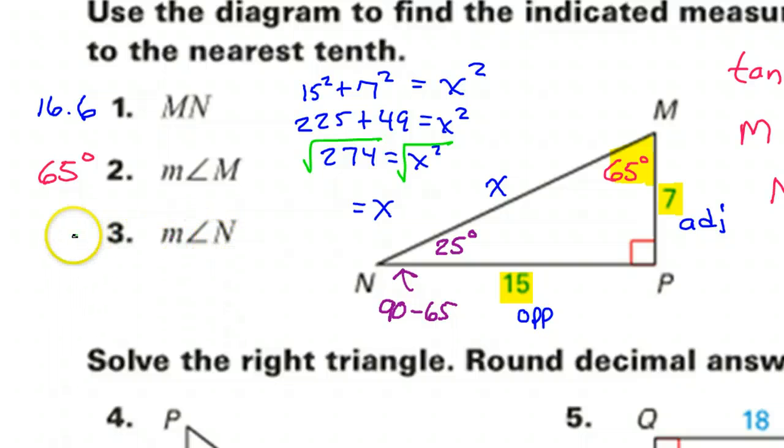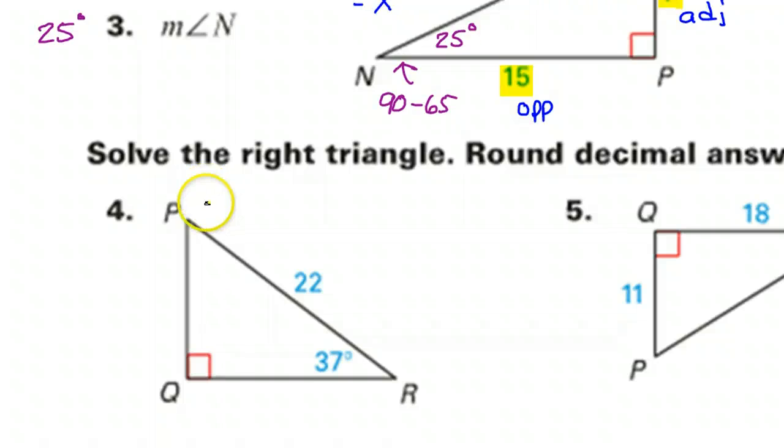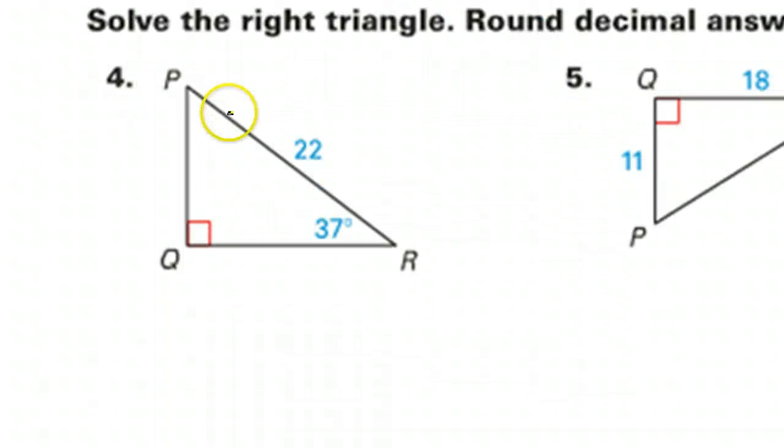Okay, so that's the measure of angle N, 25 degrees. Okay, so we solved that triangle. Now in this triangle we're given three pieces of information, including the 90-degree angle. We've got an angle and a side. So we need to find the other three pieces of information: the sides and the missing angle.